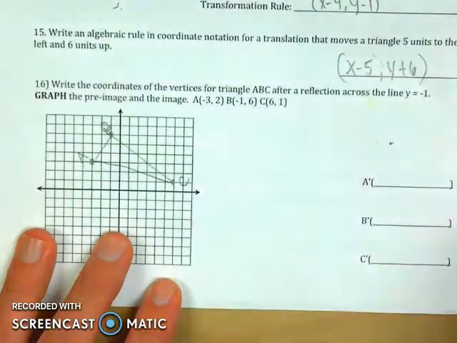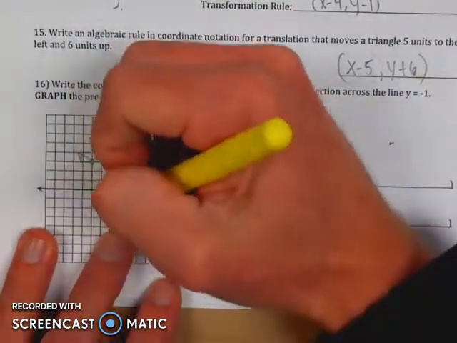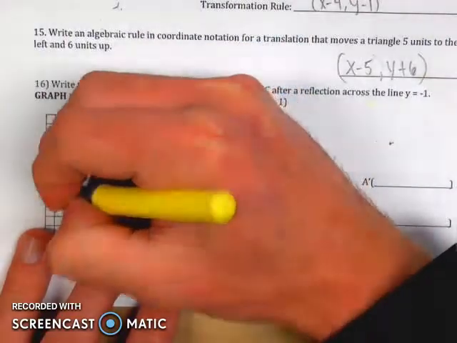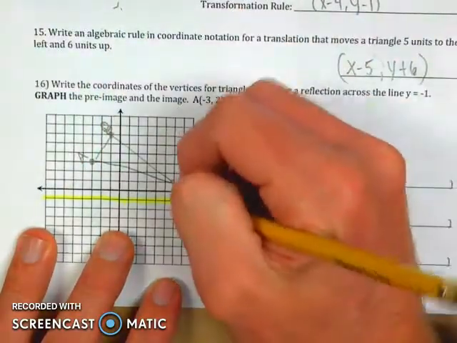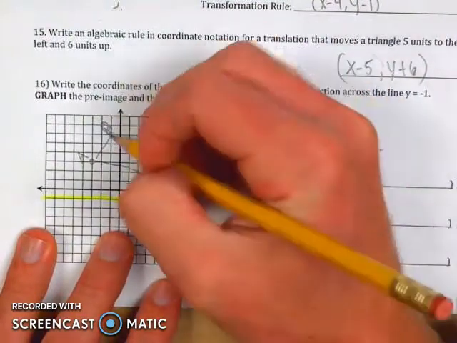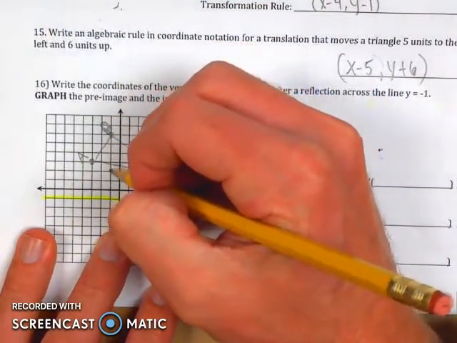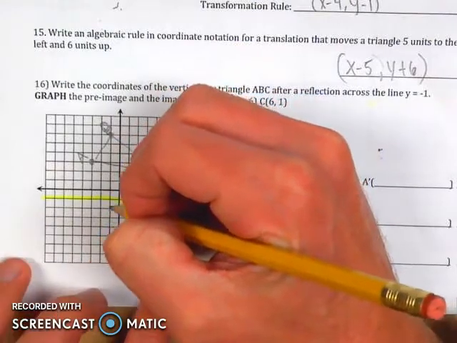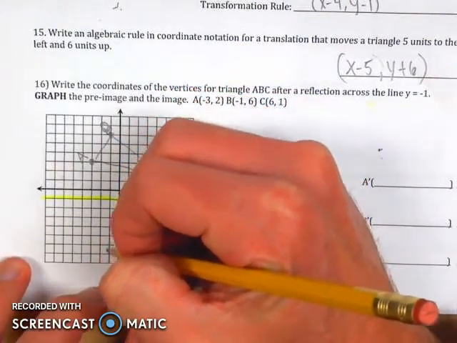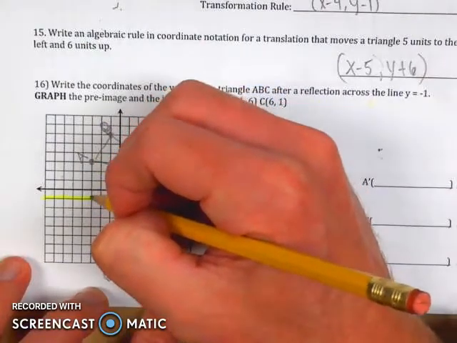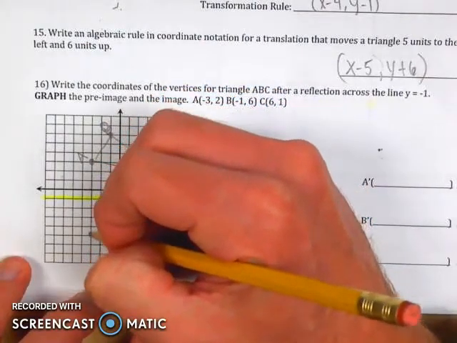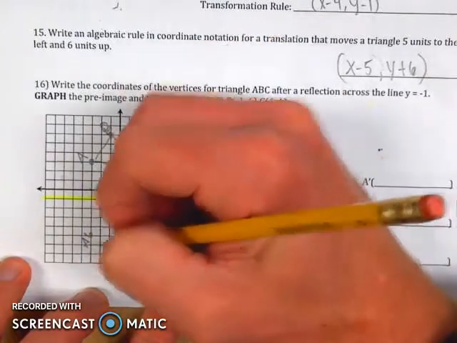And it's reflecting over the y equals -1. So here's -1, and I'm going to draw that in. We just have to count. That's 2 away, so 2 away is C prime. That's 7 away. 7 away. That's B prime. A is 4 away, 4 away. And there we go.